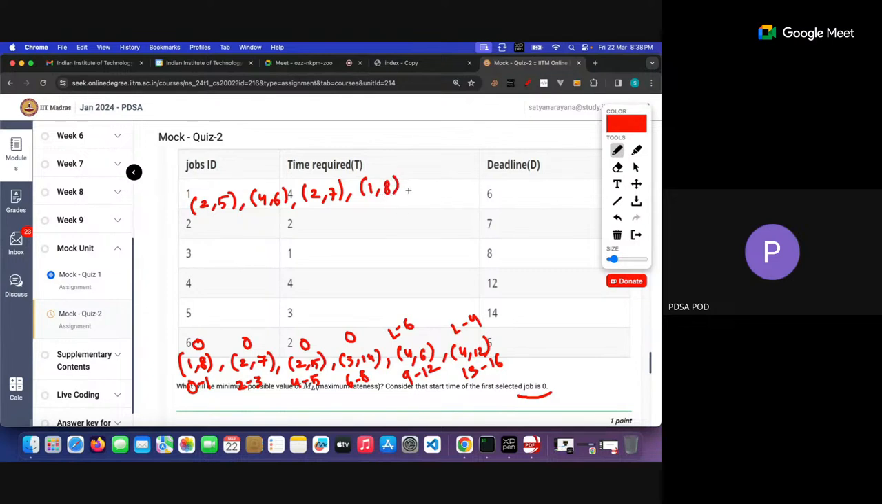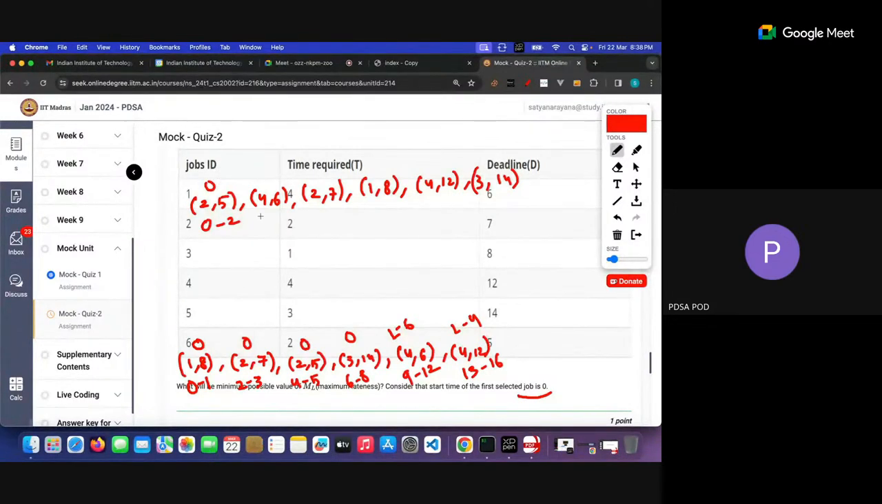So after it, 4 and 12. Then 3 and 14. Yeah, good. So now let me do that again, same jobs. We always start with the first job from 0. The starting job is 0 to 2. So no latency, because it is finished before 5. Is it right? So that latency is 0.